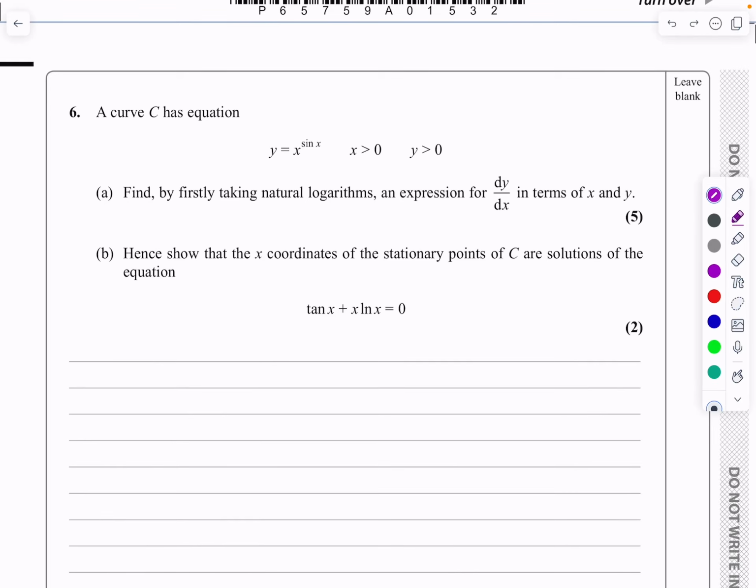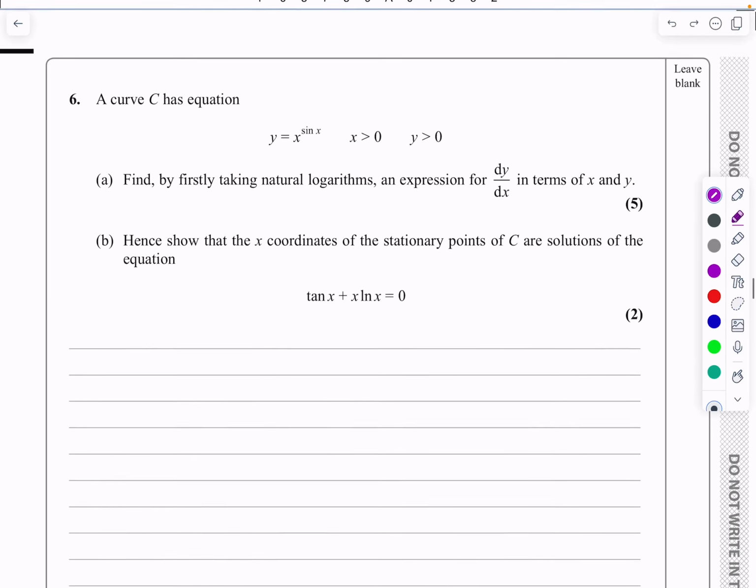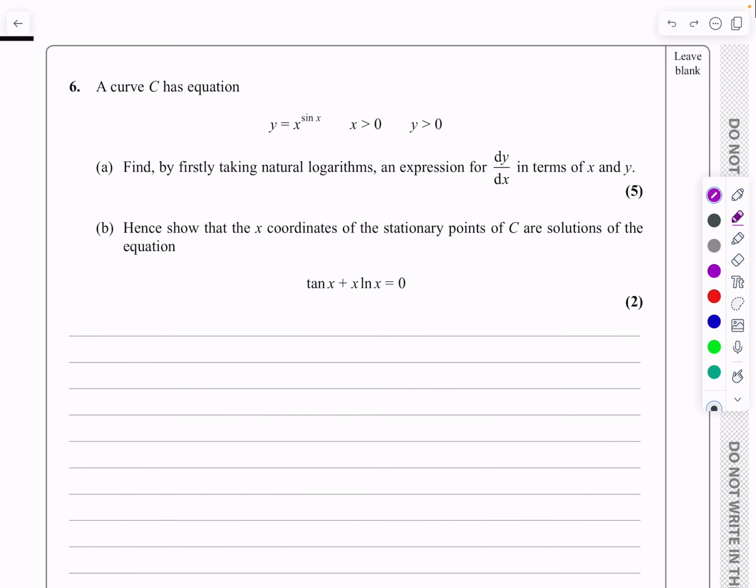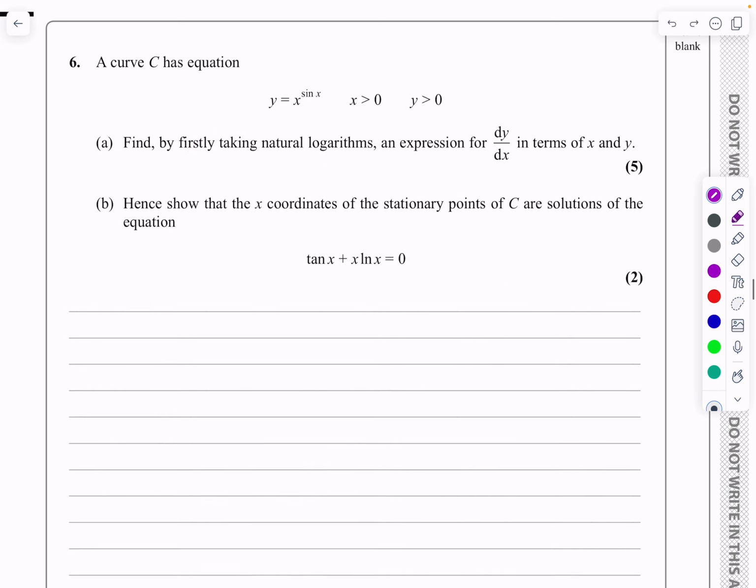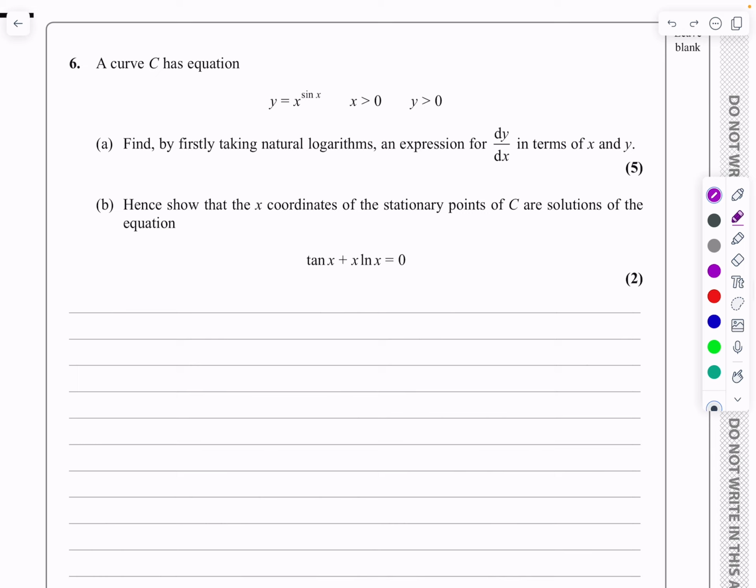Okay, this is the P4 paper from October 2020. It's question number 6. This is going to be a differentiation question. We're going to be finding stationary points. And when we follow this process through, we'll actually see that we're going to need to do some differentiating parametrically. But let's have a look at the question and make a start. And it is a very scary question when we look at it.